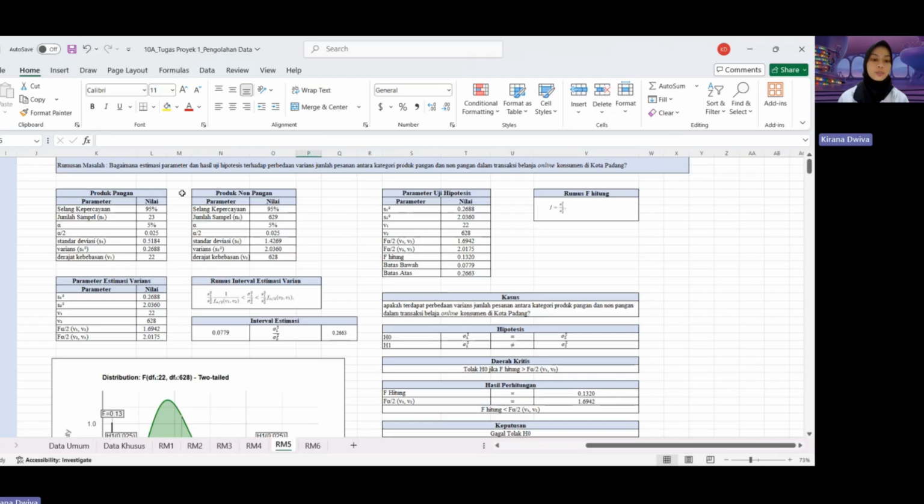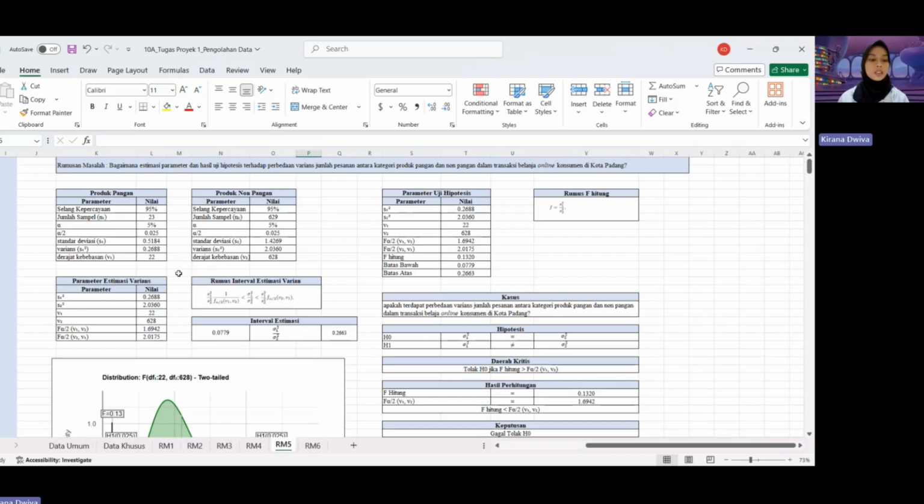For the first one, we obtain the parameter table of the food and non-food product categories. There are the confidence interval, the number of samples, alpha per 2, standard deviation, variance, and the degrees of freedom. The alpha is 5% because the confidence interval is 95%.